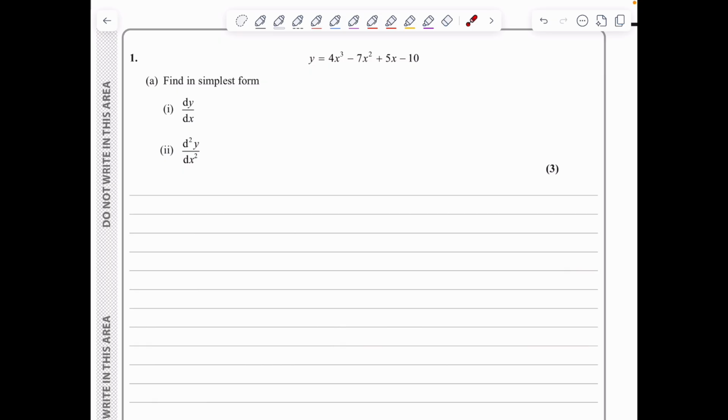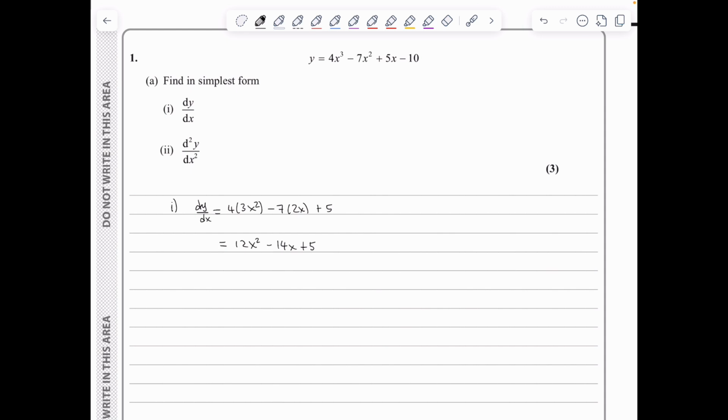In question 1, we're given y here in terms of x, and we need to find, in its simplest form, dy/dx and d²y/dx². Well, we know that in differentiation we bring the power down and deduct 1 from the power, so dy/dx here will be equal to 4 times 3x squared minus 7 times 2x plus 5, which simplifies to 12x squared minus 14x plus 5.